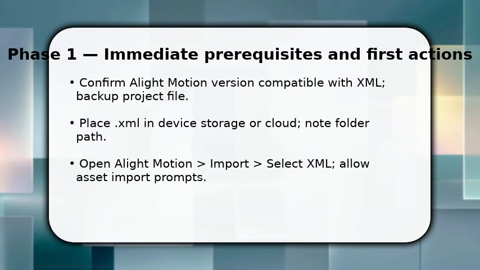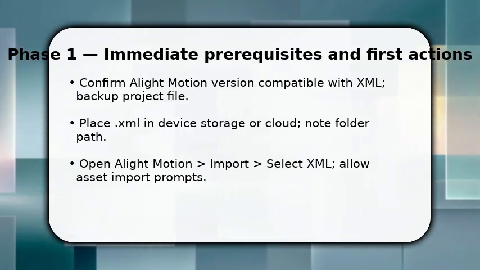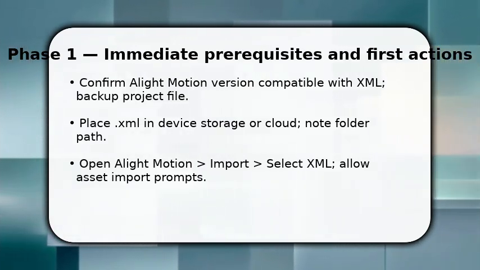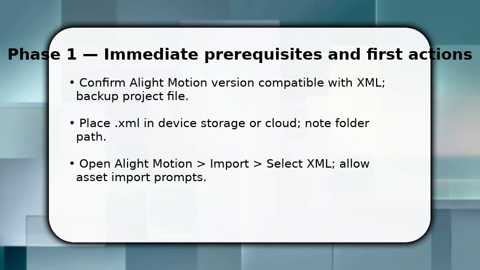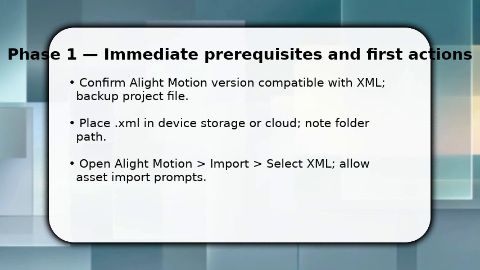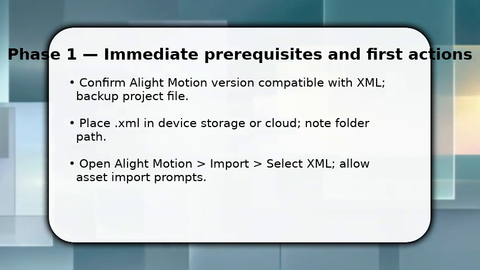You start by making sure Alight Motion supports the Shake XML you're using, and you back up your project first. Once done, move the XML into accessible storage and remember its path. This prevents lost assets. Now open Alight Motion, choose Import, and pick the XML file.